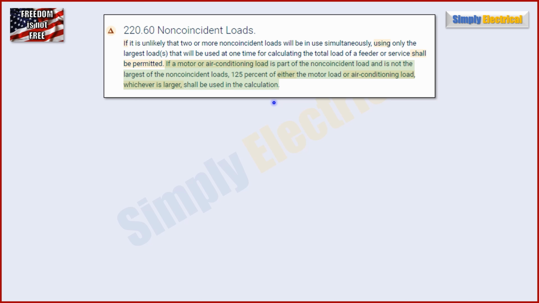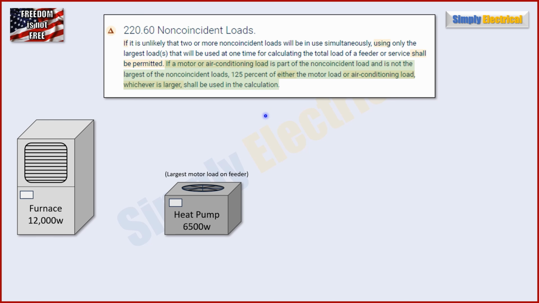But that being said, we have to parse through this sentence and try to figure out what their intention really is. So let's take it a piece at a time, and to do this, we'll use an example to work with. Now, we've got our same two pieces of non-coincident equipment. We've got a furnace and a heat pump. Okay, now we're going to work through three different scenarios in order to hone in on the meaning here. First, let's take it at face value as much as we can, and then we'll see what would happen.